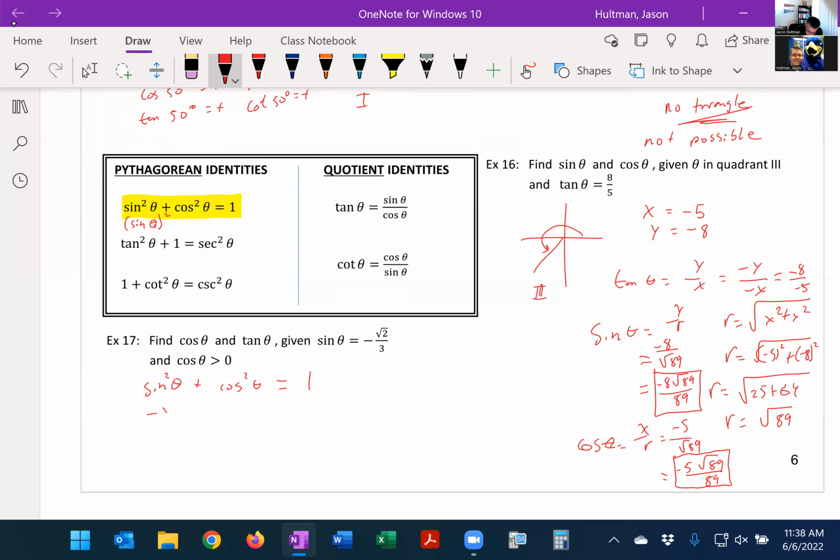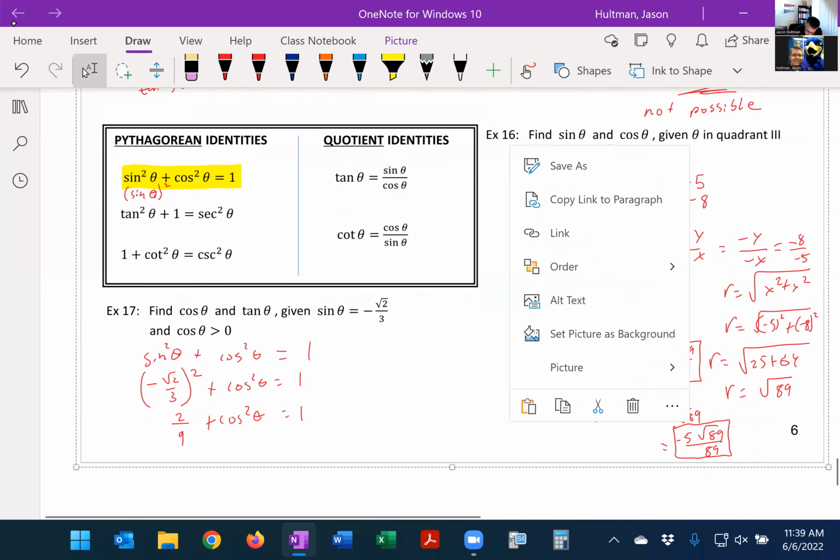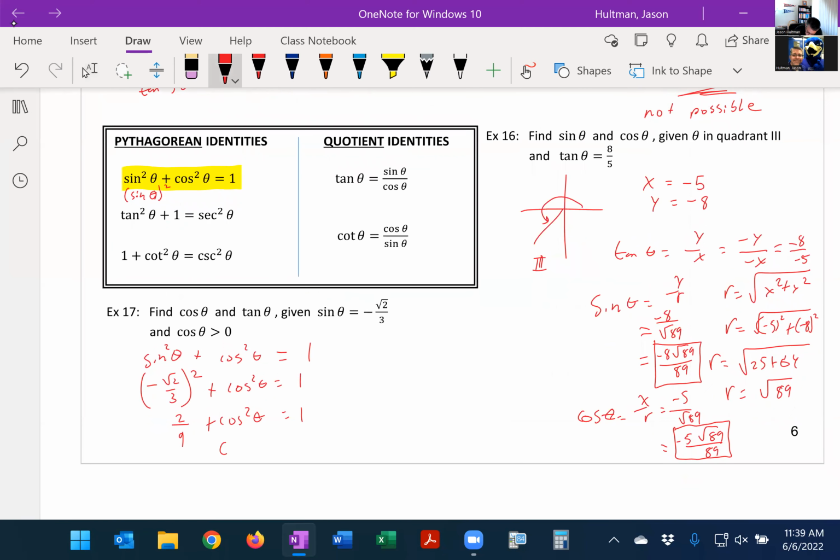So this is going to become negative radical 2 over 3 squared plus cosine squared theta is equal to 1. So this is going to become the negative times a negative, that's a positive. The radical 2 times radical 2, that's radical 4, which is just 2 over 3 times 3, which is 9. So when I square that out, I get 2/9 plus cosine squared theta is equal to 1. Okay, so let's take the cosine squared theta and let's subtract off the 2/9 from both sides. 1 minus 2/9, which is 7/9.